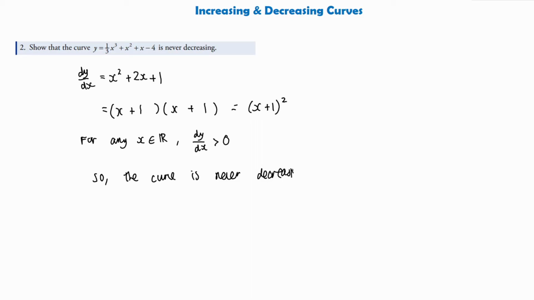decreasing. Now there's multiple ways you could have stated that as well. You could have also said since the derivative is never less than 0, it's never decreasing. Or in my case, I've just said that for any value of x, it's going to be greater than 0, so it's never decreasing.